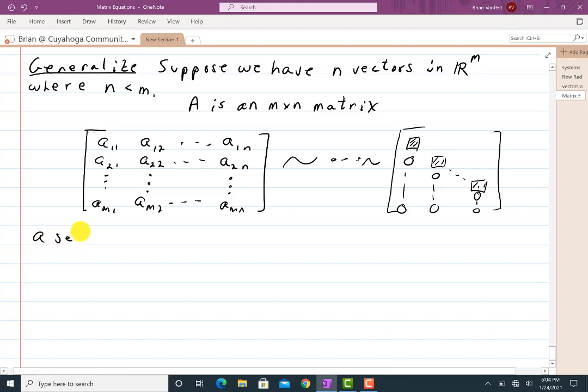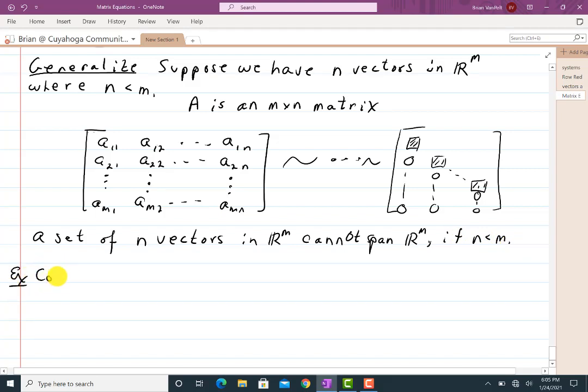So the same thing, we cannot have a set of n vectors in Rm span Rm if n is less than m. We need more vectors.